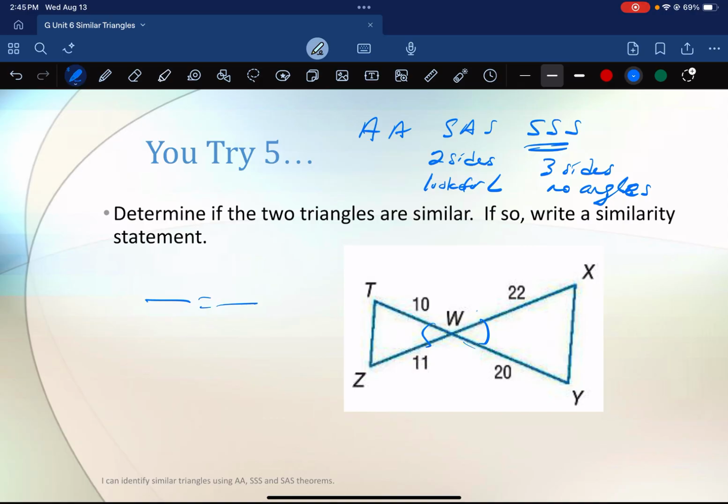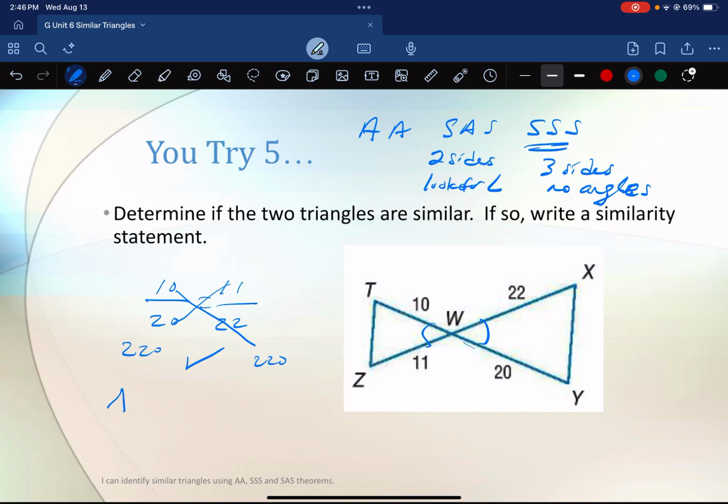Now we need the sides. So look at the left-hand triangle and go small, large. There we go. Look at the right-hand triangle and go small, large. And 10 times 22 is 220, and 11 times 20 is also 220. So yes, these are proportional.